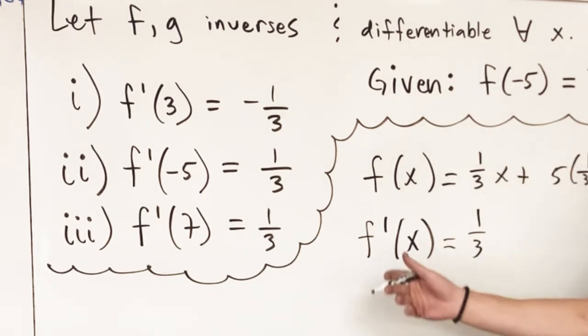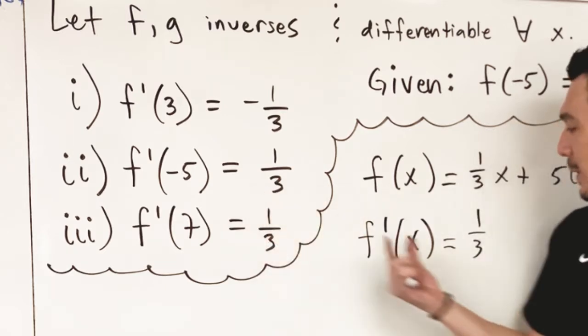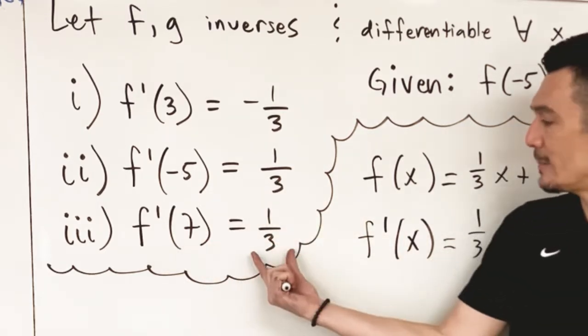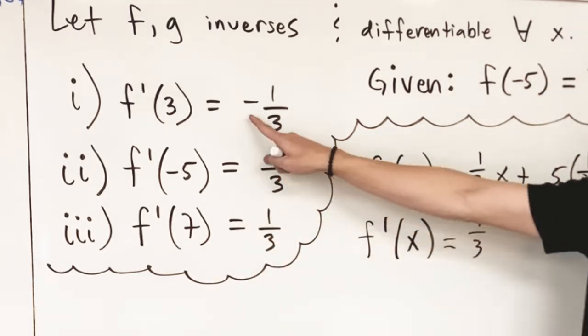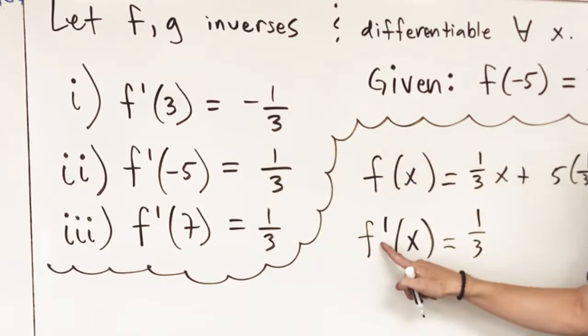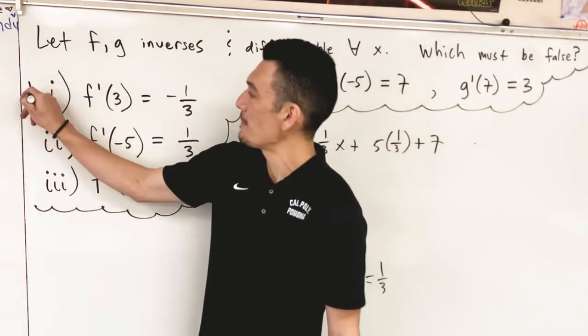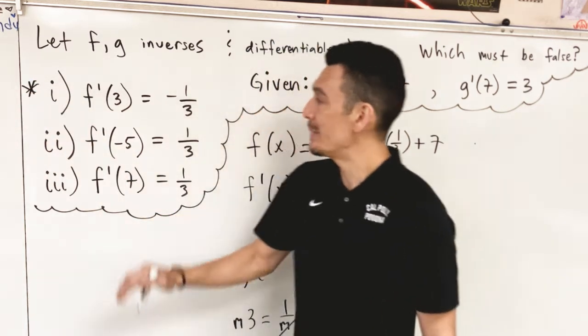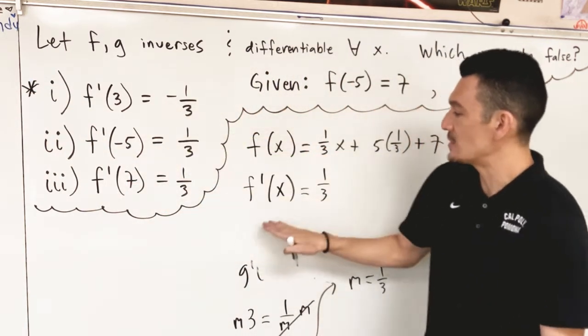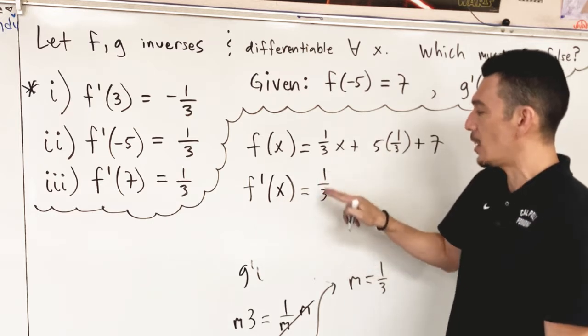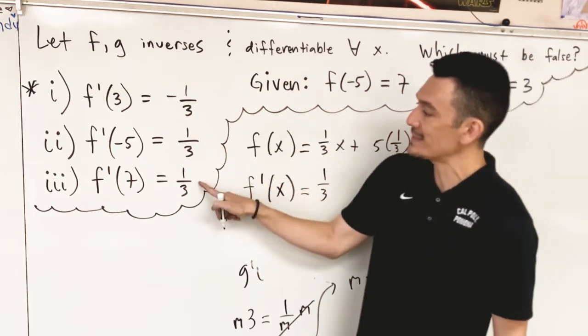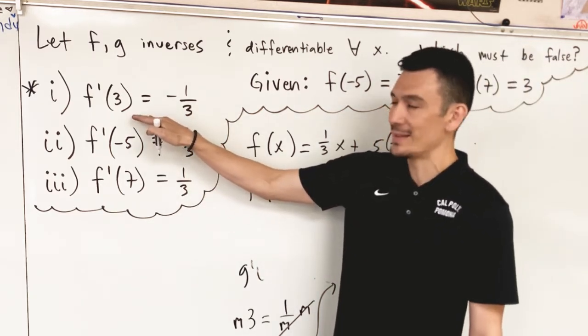So that's why this is possible because it's 1/3, and this is possible because this is 1/3. So this is impossible because the derivative will be a constant value of 1/3. So that's why the internet says that this is the correct answer, because this must be false because the derivative of f at any number is always going to be 1/3, which is why these guys are okay and which is why this is false.